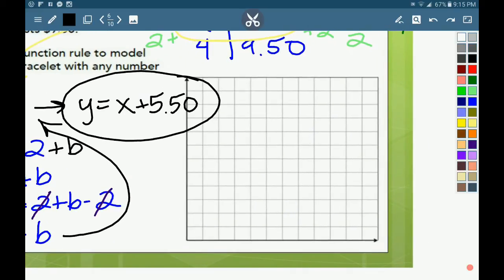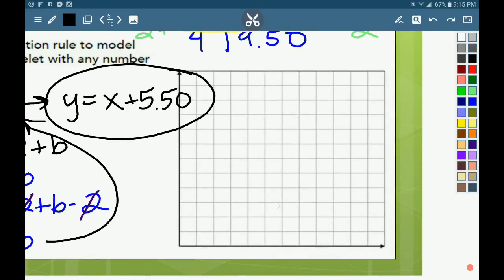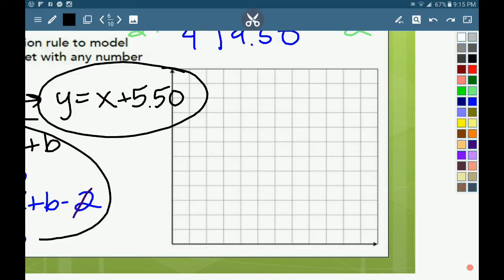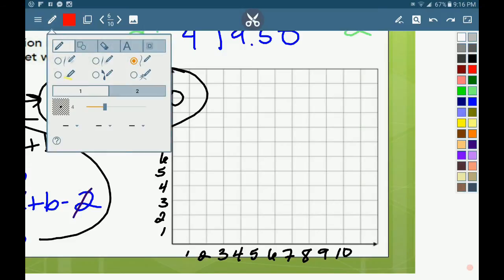Okay, so I see a y-intercept of 5.50. I'm going to say that this graph is going to be scaled by 1s. If you want to label it, you can. I don't think it's completely necessary, but I know some of you guys really like labeling your graphs, so I'm going to label it for you guys. Just scaling by 1s.